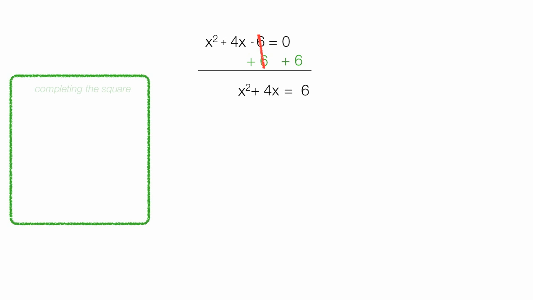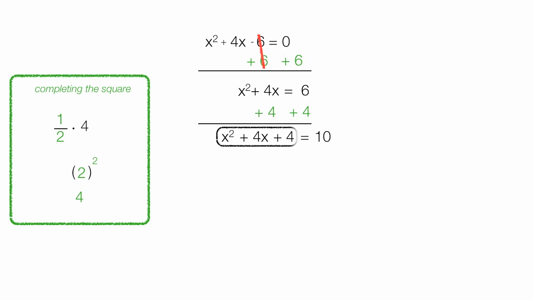When I complete the square, I take that 4, and I take 1/2 times 4, which is equal to 2, and I square that 2. So I get 2 squared, which works out to be 4, and I add that 4 to both sides of the equation. Now I have x squared plus 4x plus 4 is equal to 10.